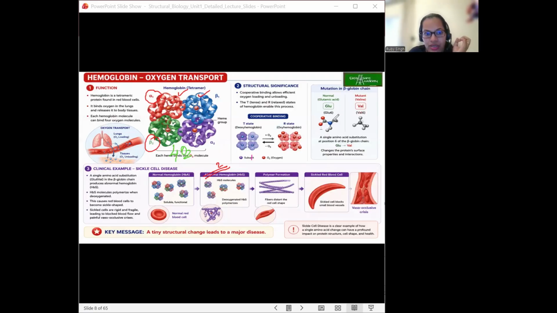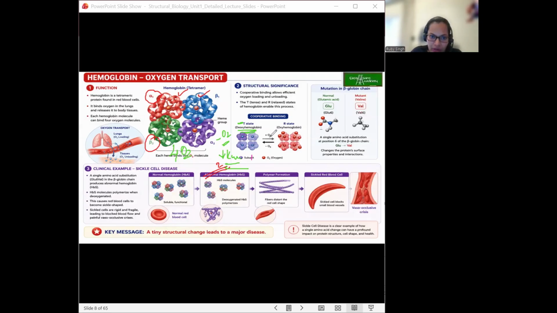So as I mentioned, T is for your tense state, R is for your relaxed state. Now, if you see the T state, as I mentioned, this is deoxy, that is minus oxygen. Here, oxygen is not there. It means what? It has got the lower affinity for oxygen. Got it? So here it is going to be the lower affinity. And it is associated with your deoxyhemoglobin. It means no oxygen is present.